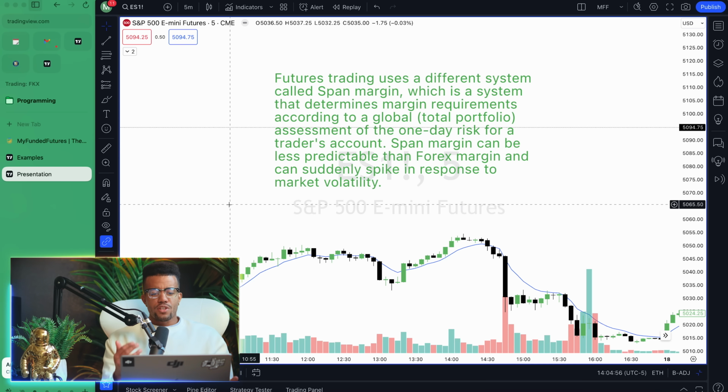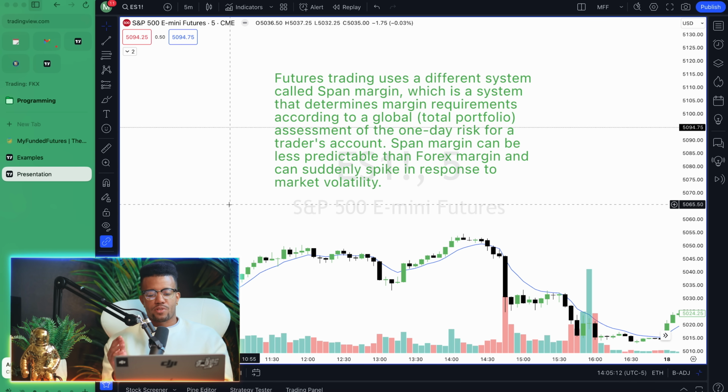So I'll give some pretty quick examples, and then I'll talk about how it works in the prop trading world. You can read here what's on the screen. Actually, I'll just read it to you. Futures trading uses a different system than the deposit-based system in Forex, called SPAN margin, which determines margin requirements according to a global total portfolio assessment of the one-day risk for a trader's account.